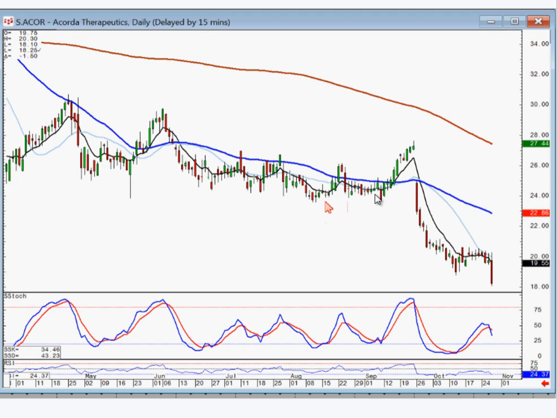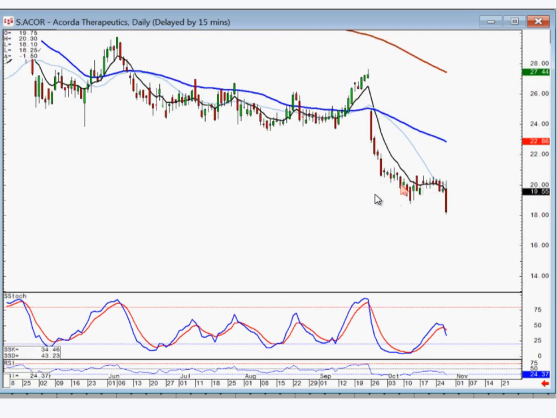And there's ACOR. Notice what this did, this little rounding top. That's kind of an opposite. That's a bearish J-hook pattern. So if this is wave 1, which was about 8 points, this could take you all the way down into the $11 range.